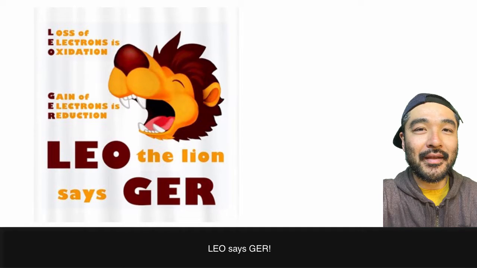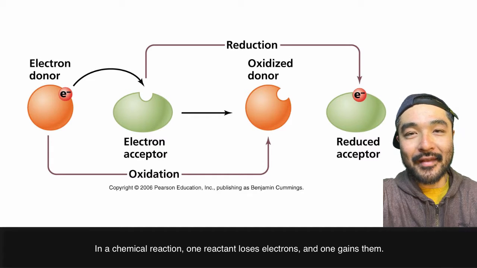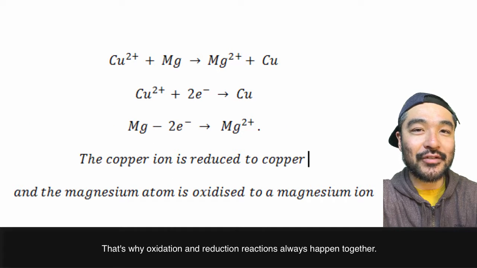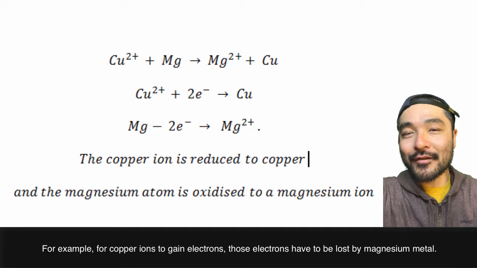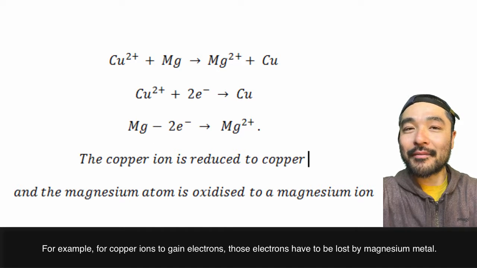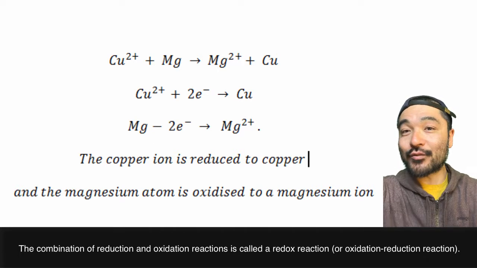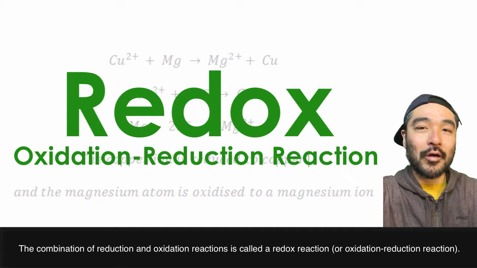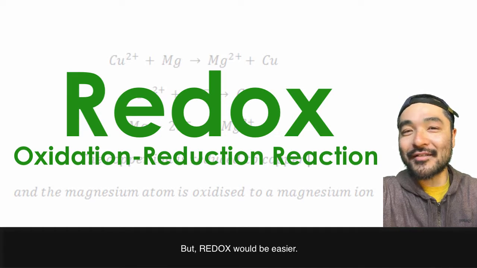In a chemical reaction, one reactant loses electrons and one gains them. That's why oxidation and reduction reactions always happen together. For example, for copper ions to gain electrons, those electrons have to be lost by magnesium metal. The combination of reduction and oxidation reactions is called a redox reaction or oxidation reduction reaction, but redox would be easier.